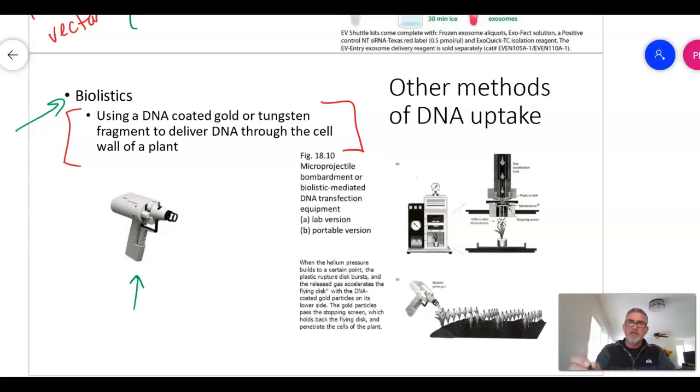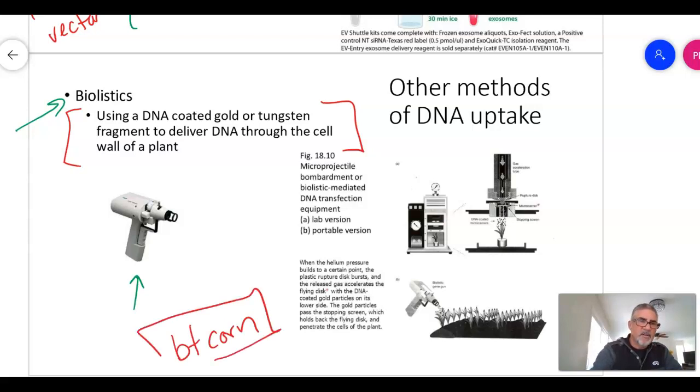If you think about Bt corn, that's the most common GMO corn. The Bt stands for Bacillus thuringiensis, which is a type of bacteria. So you use bacteria to transfect. That bacteria makes a kind of viral insertion product to insert it into the DNA of plants.